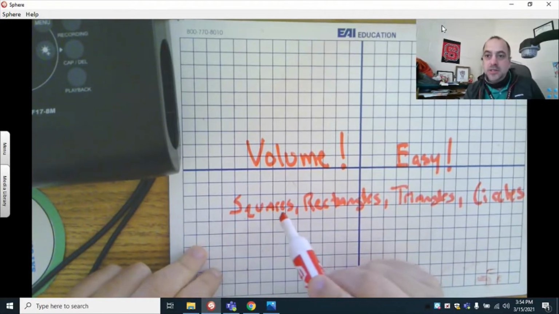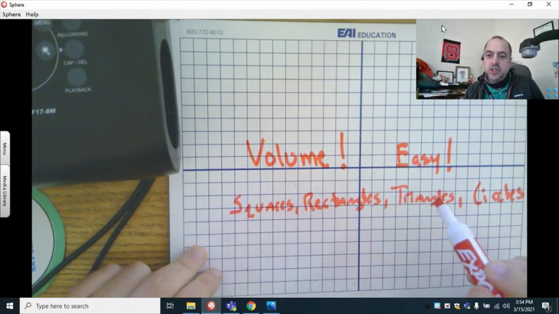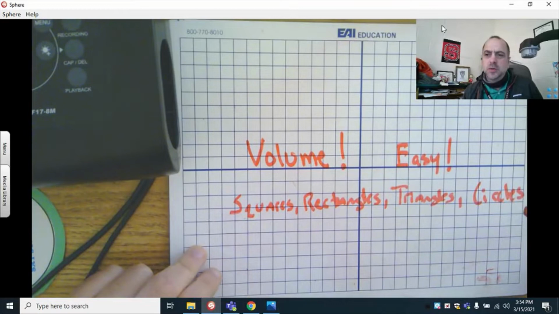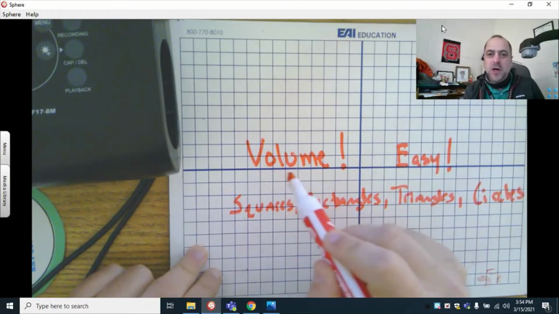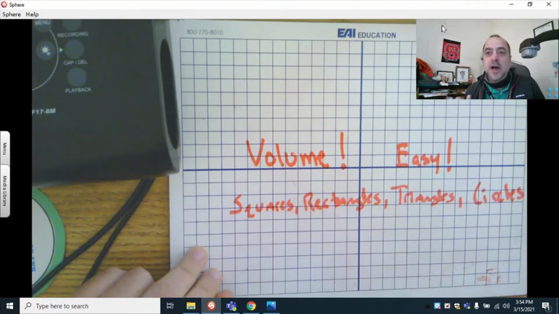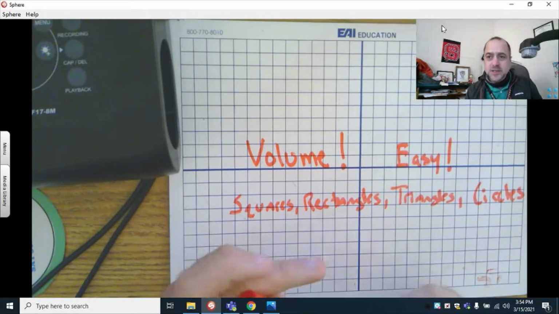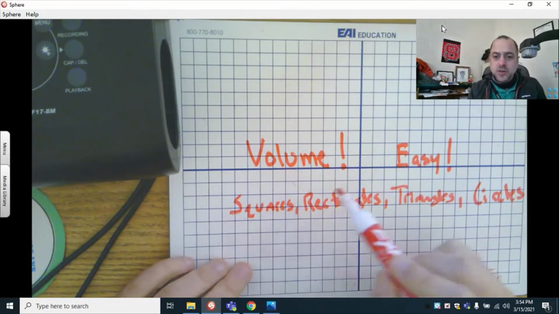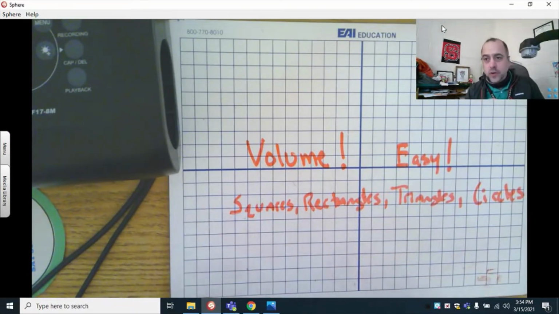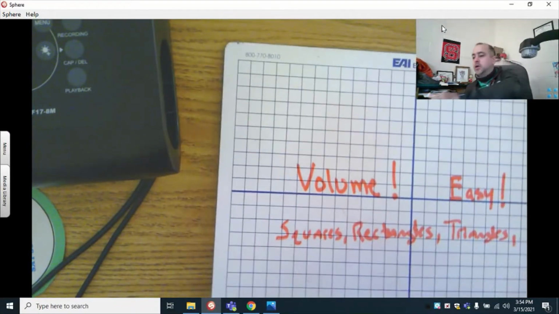We're going to be using squares and rectangles and triangles and circles, and we're going to use circles when we talk about cylinders. Okay, and these are all 3D shapes. That's what makes volume unique. We're talking about 3D dimensions. Okay, so let's start with the easiest ones first, and that is our squares and our rectangular prisms that we're going to be figuring out the volume for.